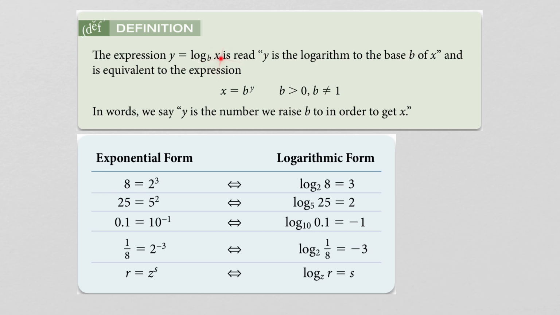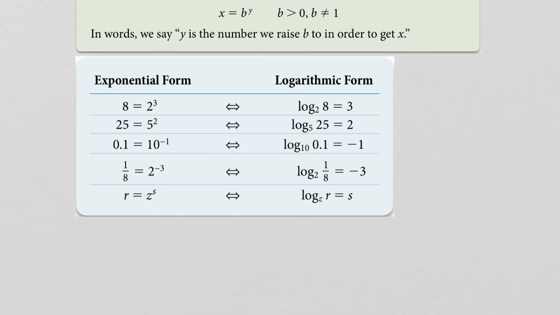So another way to think about logarithms when you see an expression like this is y is the number we raise b to in order to get x. Some examples, just to help us with a fundamental understanding here. We know that 8 is 2 to the third power. So I can say that 3 is the power that we raise the number 2 to get 8, right? 3 is the power of 2 to get 8.